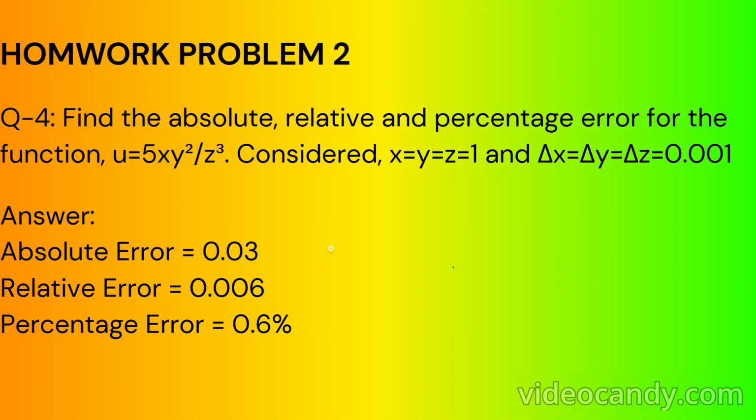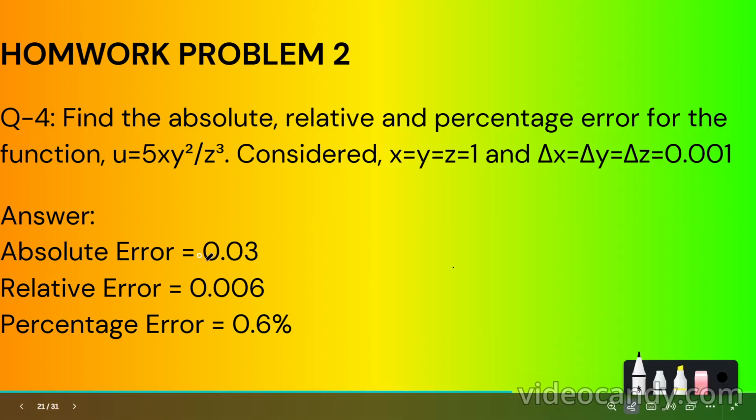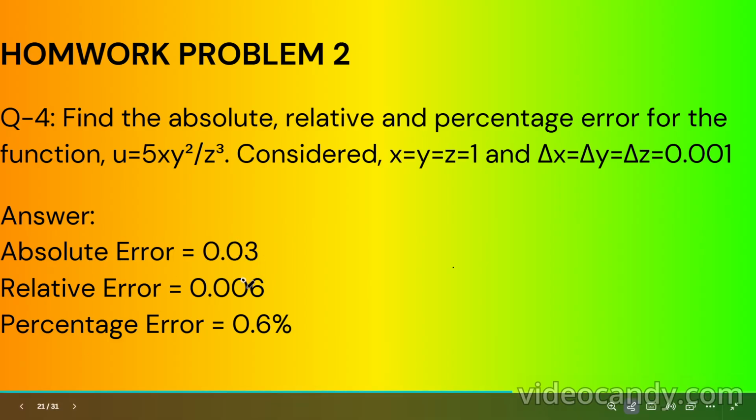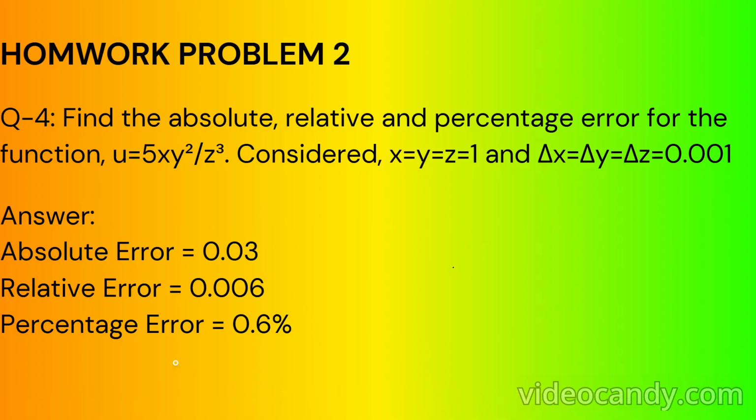Okay, the second one is homework problem, question 4. Find the absolute, relative and percentage error for the function u equal to 5xy cos 2 per z cos 3. Consider x equal to y equal to z equal to 1 and triangle x equal to triangle y equal to triangle z equal to 0.001. The answer is absolute error 0.03, relative error equal to 0.006 and percentage error equal to 0.6%.